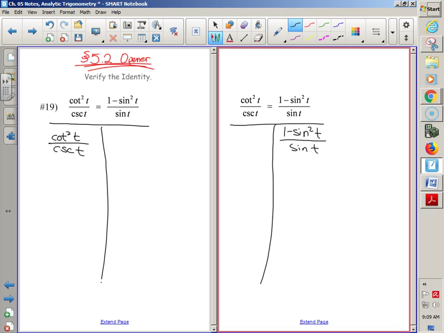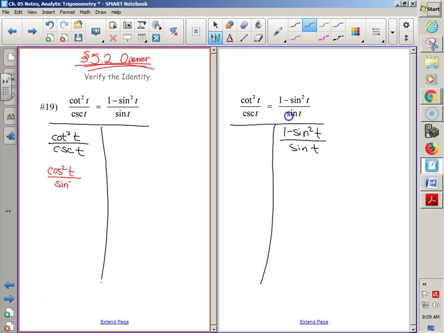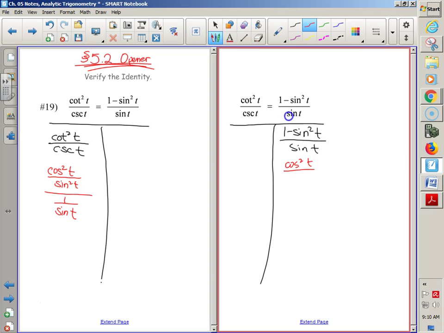So over here, there were a couple different ways to go. I think what I would have done, as far as how to proceed, would have been changing this guy to cosine squared t over sine squared t, and changing cosecant to 1 over sine. Why? Because I see lots of sines over here, and so I'm like, maybe I should change everything to sines and cosines, and maybe the cosine will just kind of work out. Over here, I think I would have been like, well, it's a Pythagorean. So maybe I can change 1 minus sine squared to cosine squared.